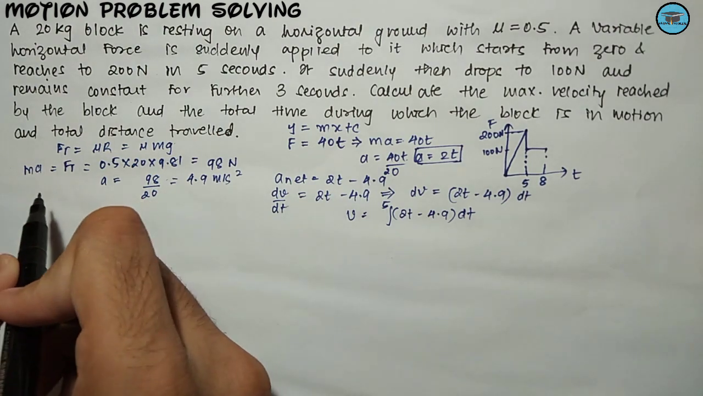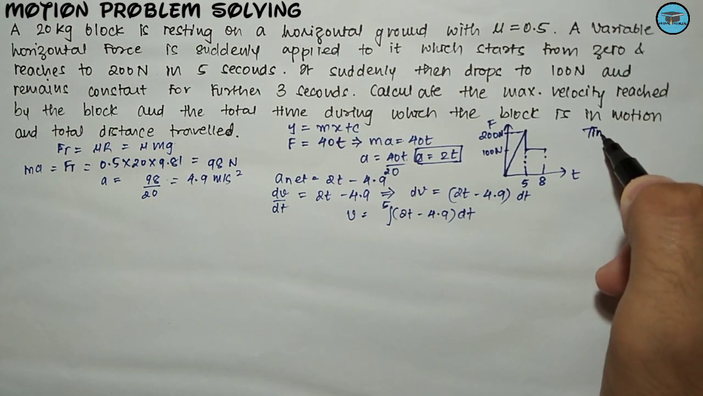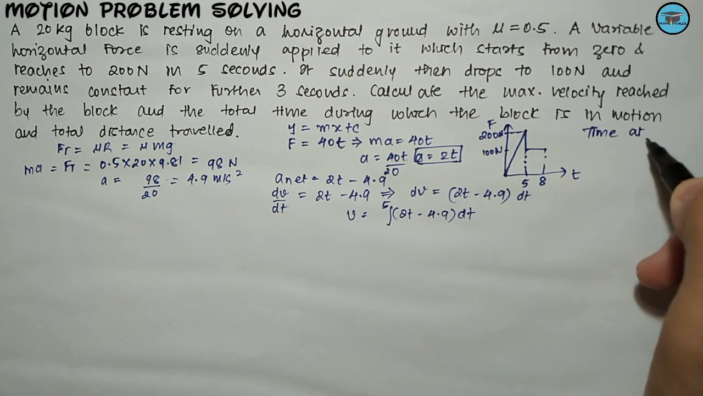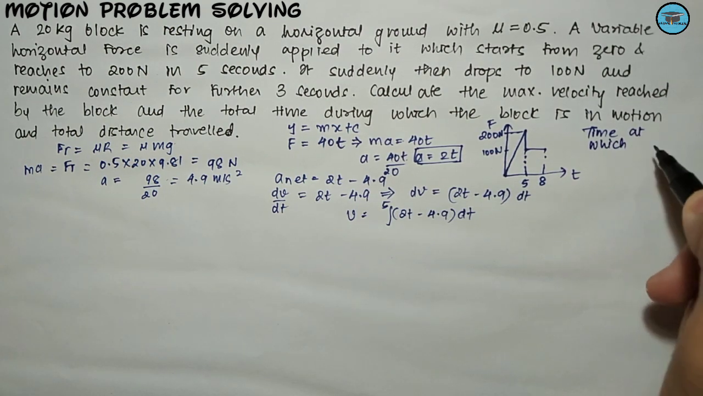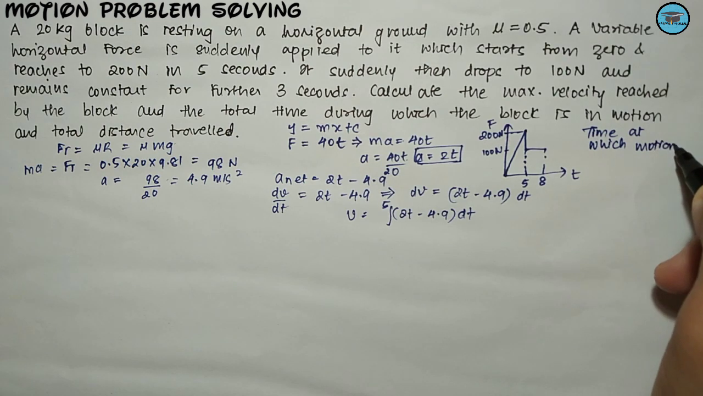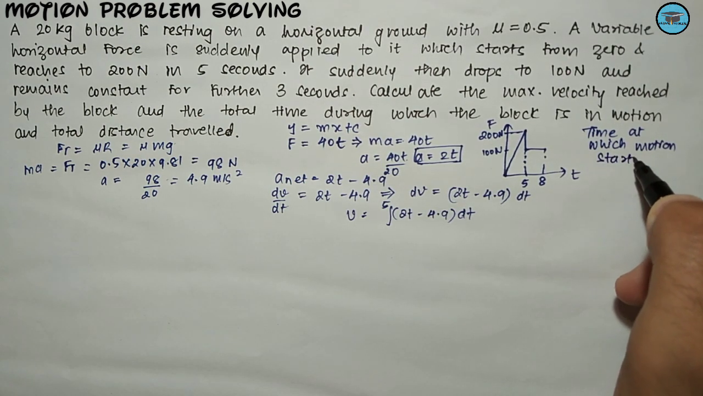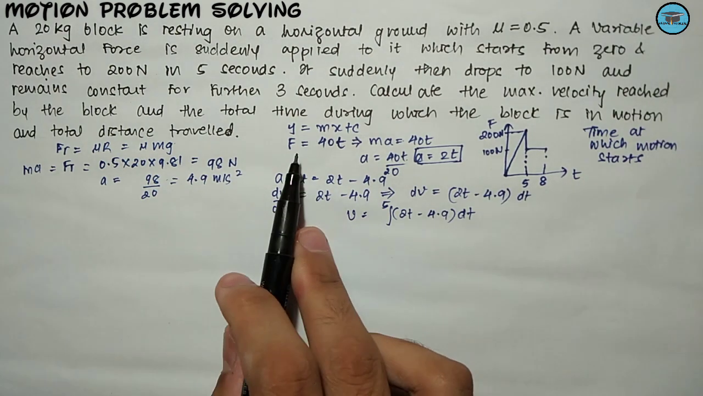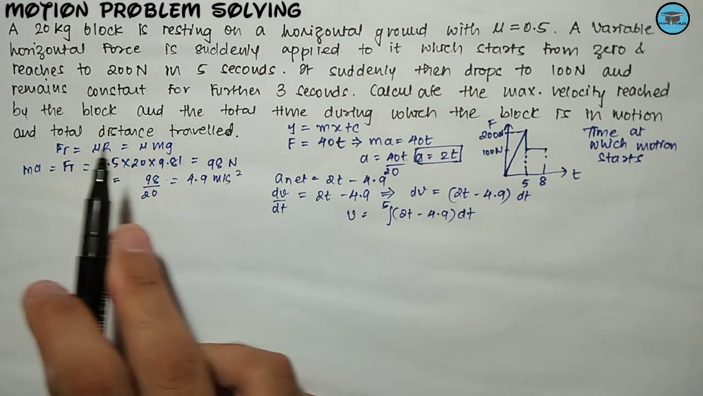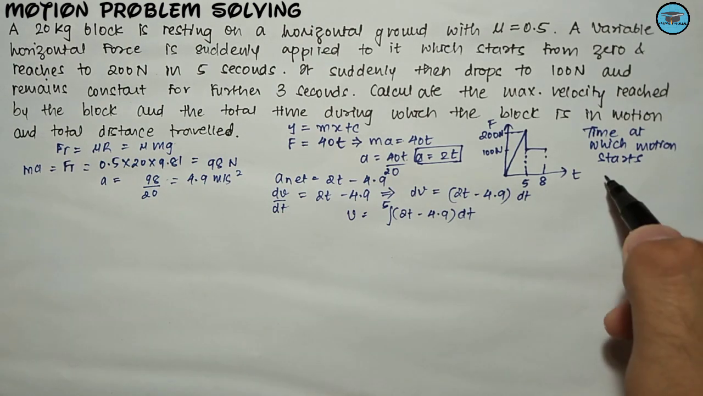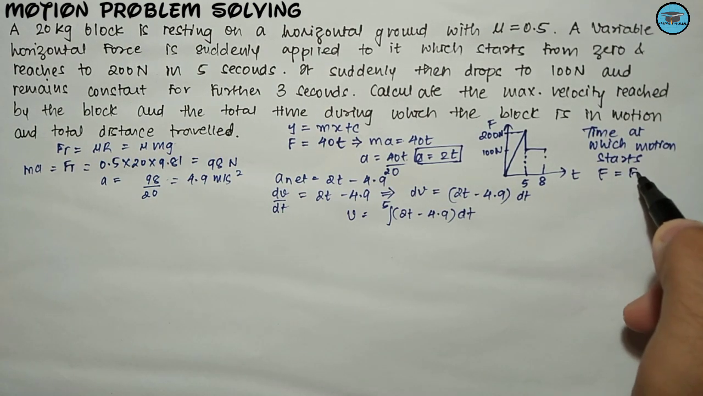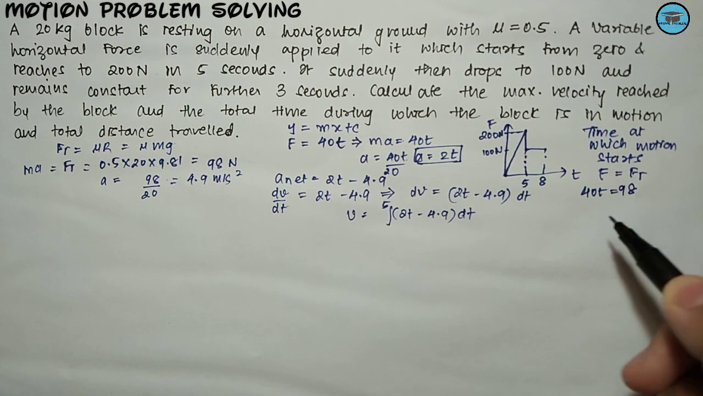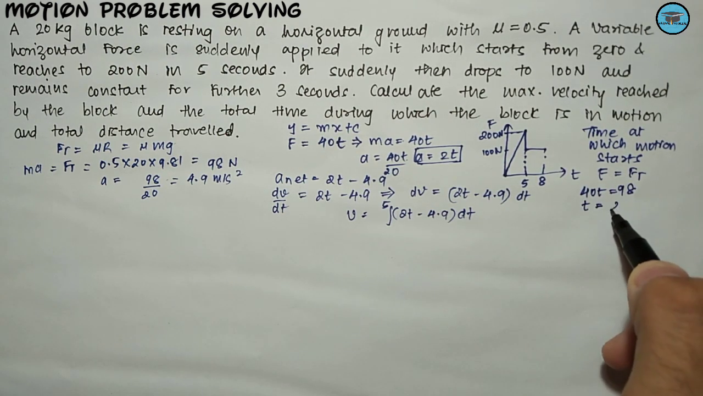So the time at which motion starts: when this force is equal to the frictional force, the motion will start. So F equals Fr. So 40t equals 98. So the value of t comes out to be 2.45 seconds.